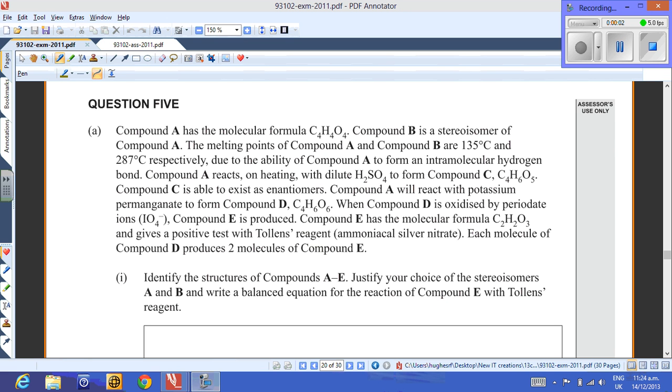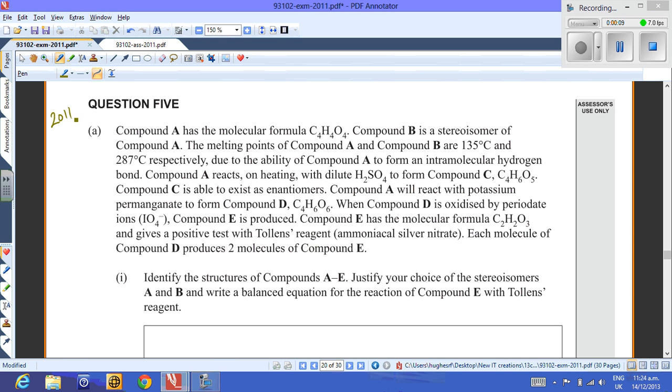Okay, so let's take a look at question 5 from the 2011 scholarship paper. So this is the 2011 paper, and this is the scholarship paper. We're just going to do question 5, part A in one video, and then I'll do part B in the second video. Part A is all about isomerism in organic compounds.